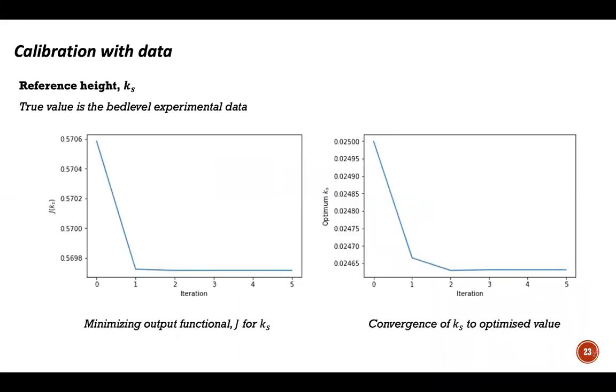We can see again the functional is reducing and the KS is converging. The value that we started with before was 0.025 and it's converging to 0.02465. So the difference is not massive. Probably our guess of 0.025, or our measurement, was pretty good for this one.